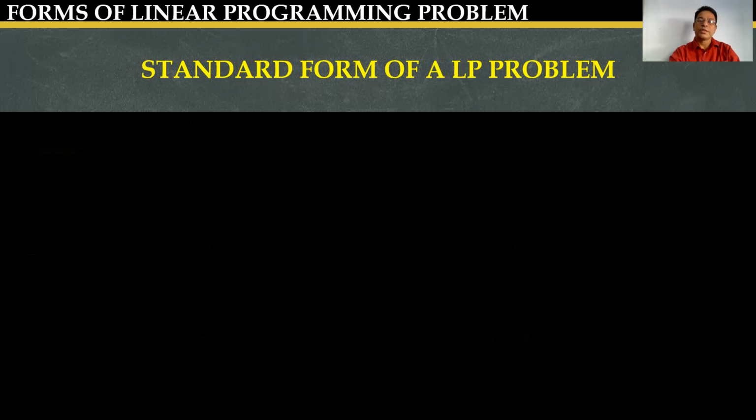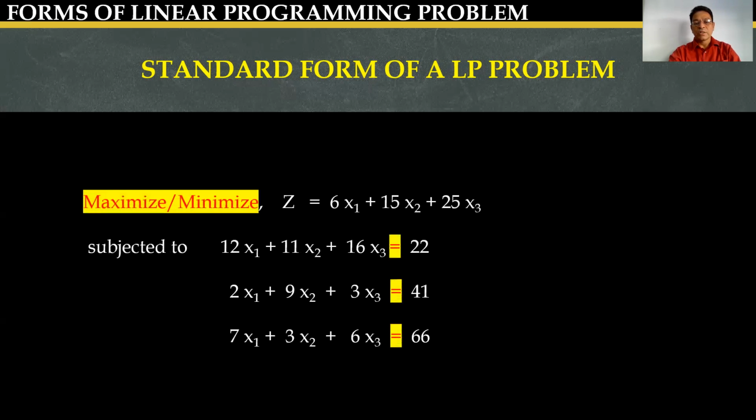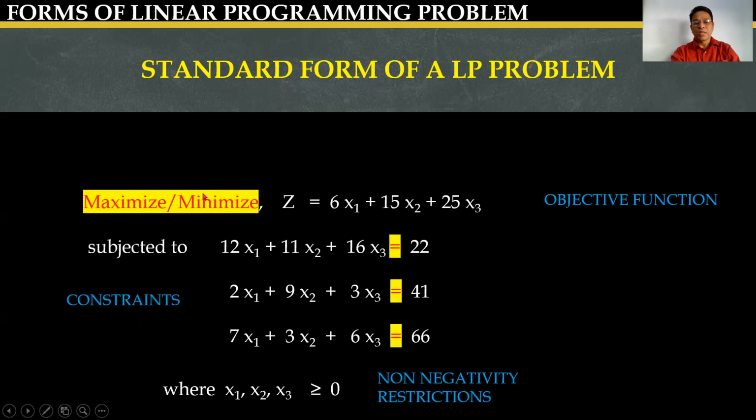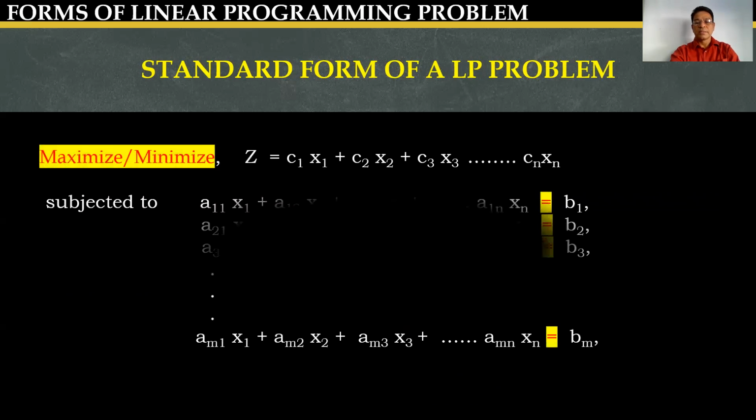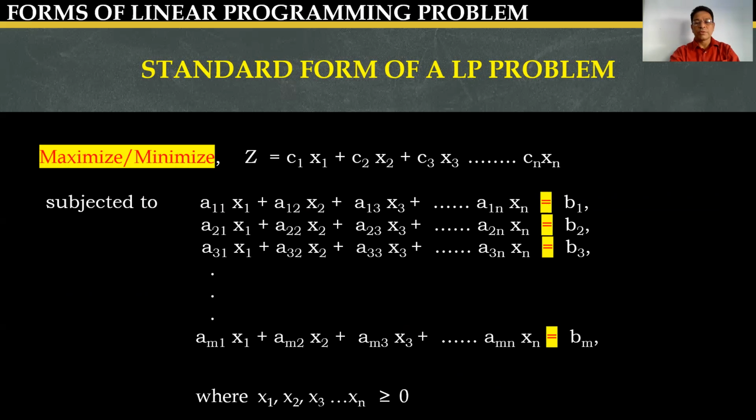The third form which is commonly used and the form which is used to solve by using simplex method is standard form of a LP problem. Now in the standard form we can have maximize or minimize, and here we will not have any inequality. It will always be in terms of equation. So we can see there are three equations, there are no inequalities in the standard form. So standard form would look like this. If you want to represent it in terms of variables, it will look something like this.